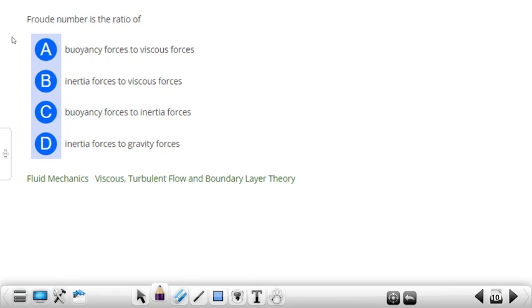Third number is inertia force to gravity force, and this is the Reynolds number.